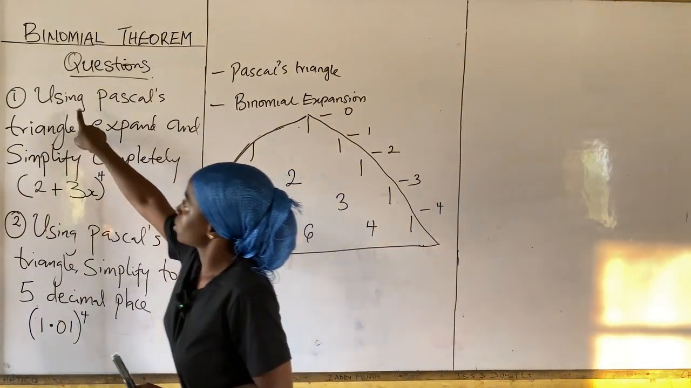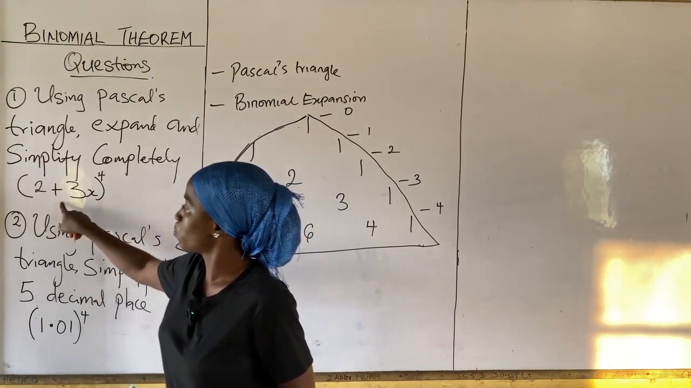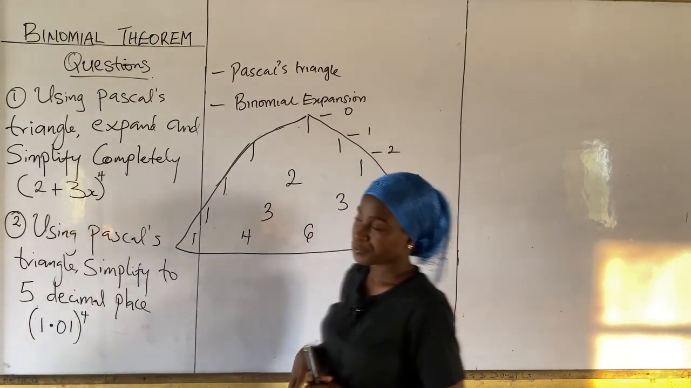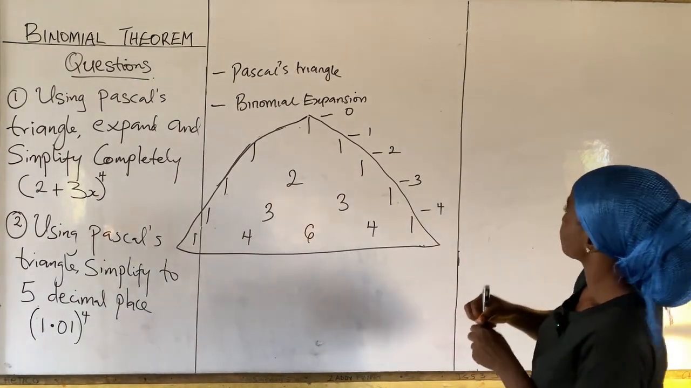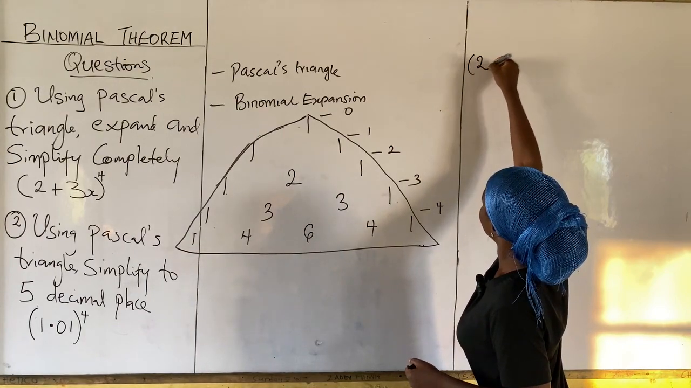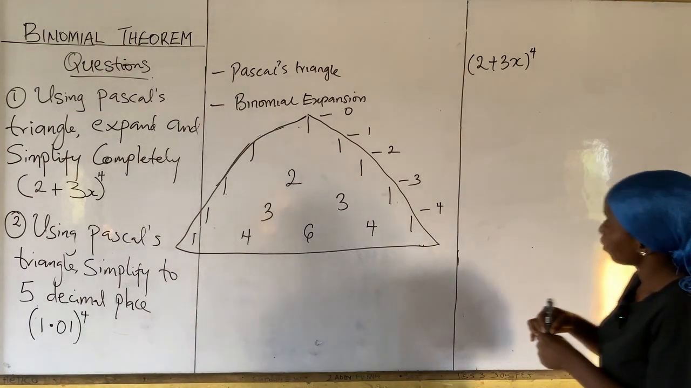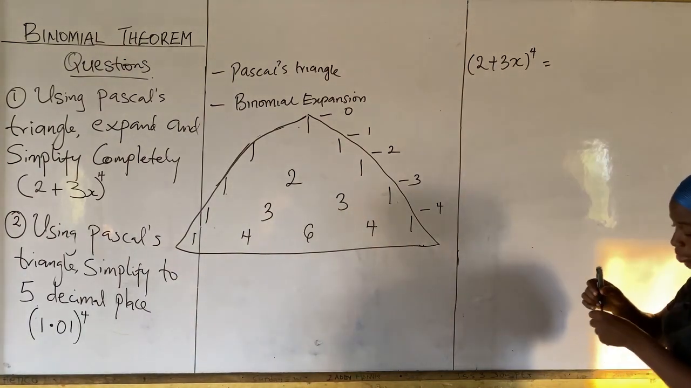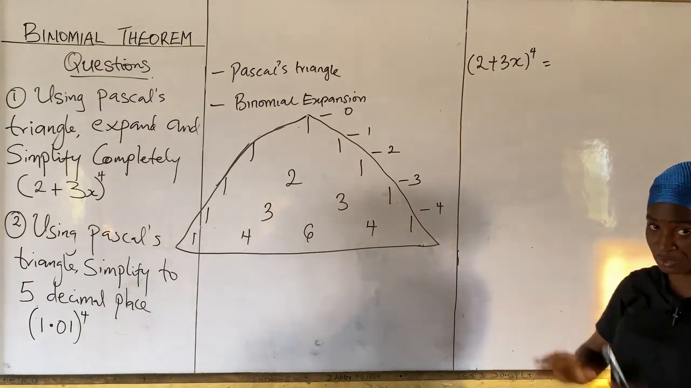The question says, using your Pascal triangle, expand and simplify completely (2 plus 3x) raised to power 4. Now look at it. (2 plus 3x) raised to power 4. So now I want to expand this. If my 2 is decreasing, my 3x would be increasing.